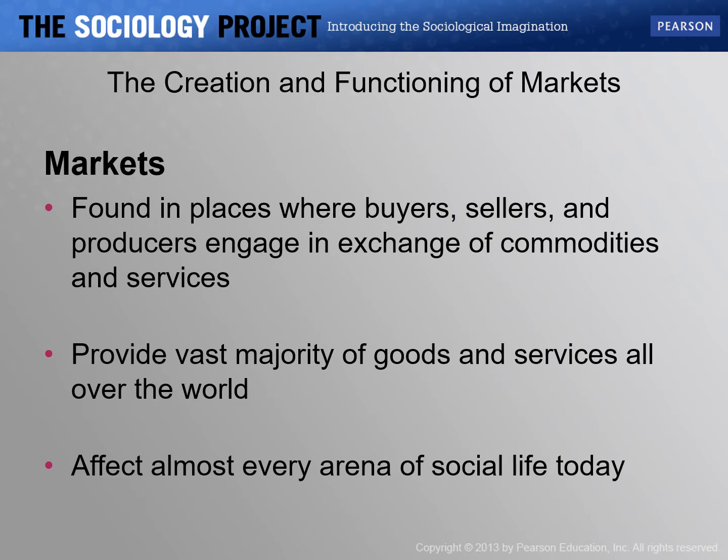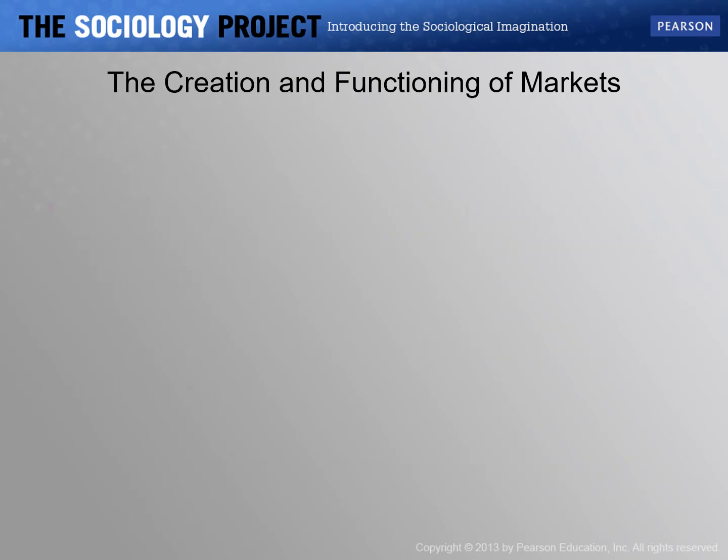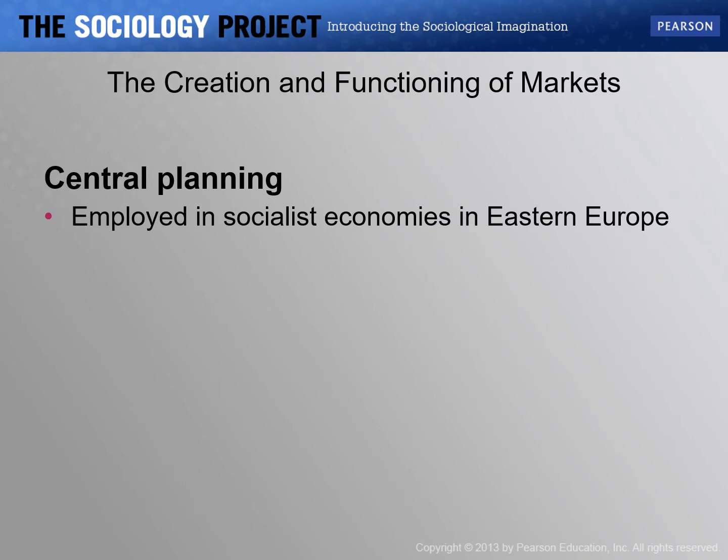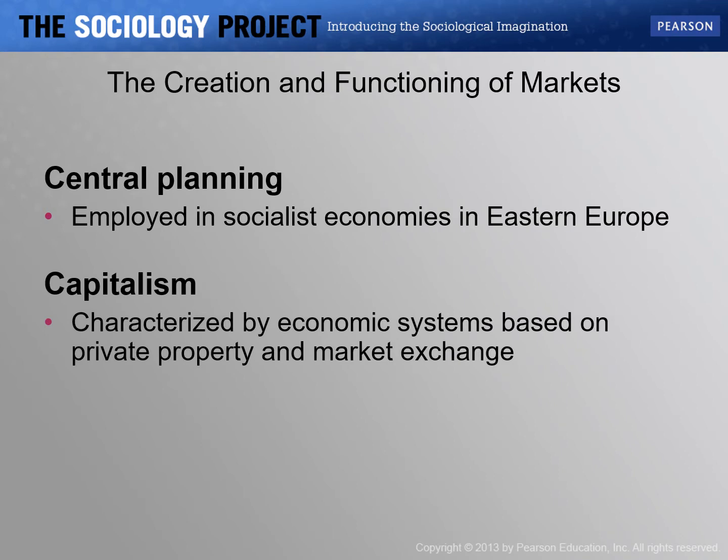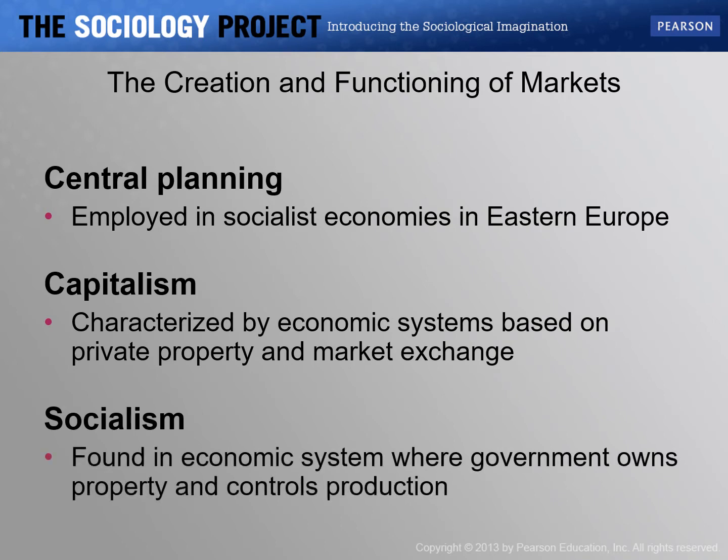Just witness what happened with the shutdown of businesses with COVID and how it affected not only the economic markets, but markets locally and regionally and nationally. They involve central planning. They're employed in socialist economies in Eastern Europe. Capitalism, on the other hand, is a different issue. It's characterized by economic systems based on private property and market exchange. It's what we live in instead of a more socialist economy. And of course, there's socialism, which is found in economic systems where government owns property and controls production.